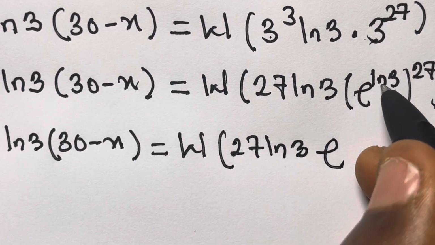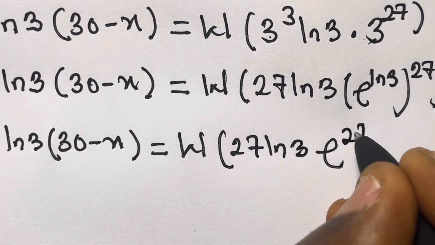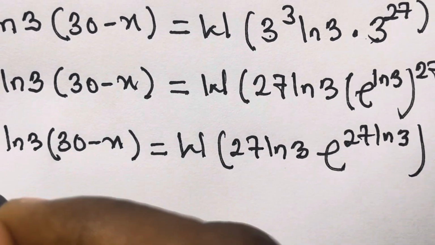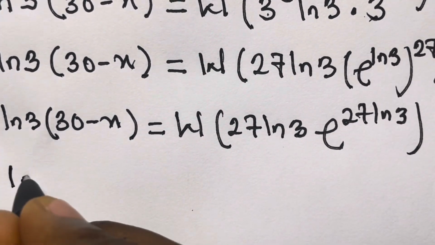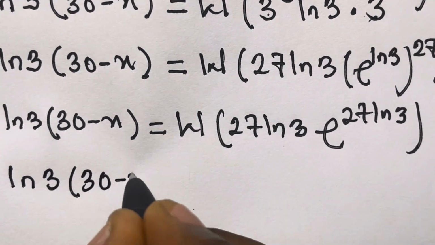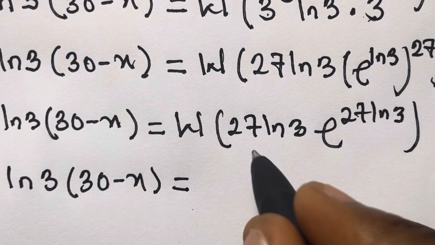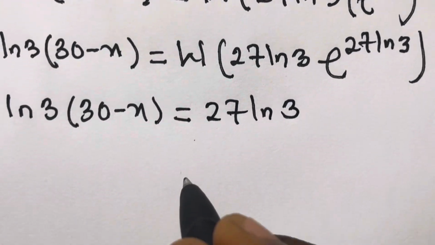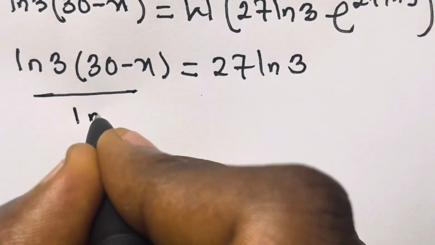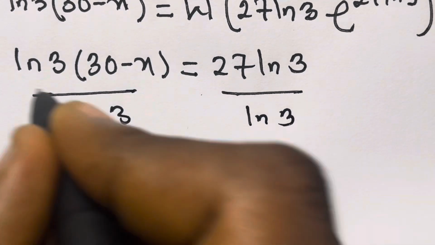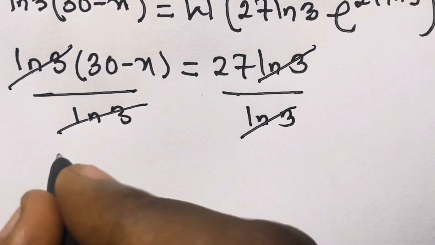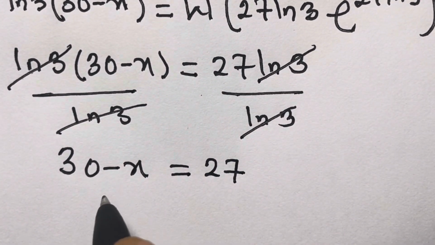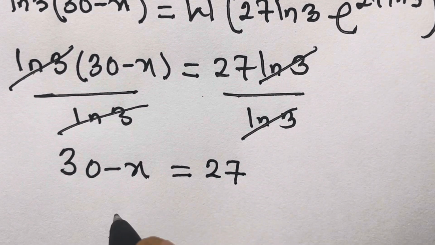So then we have e raised to the power 27 ln 3. Also you observe that this and this are equal, right? So we are almost there. So we have ln 3 times 30 minus x equals, since this and this are the same, 27 ln 3. So what can we do now? We divide both sides by ln 3. So this cancels this, and we have 30 minus x equals 27. So if 30 minus x equals 27, what will be your x?